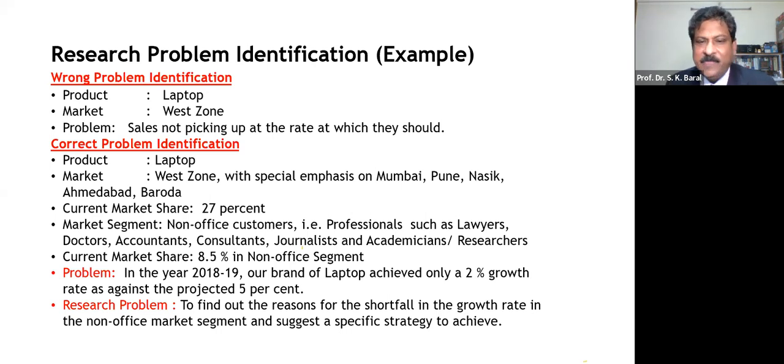acceptance of our product. In India, I have taken 5 areas in the Western region: Mumbai, Pune, Nashik, Ahmedabad, Baroda. And the current market share is 27%, including office customers and non-office customers. I mean to say individual customers and industrial customers. So suppose we will be taking non-office customers. So we have segmented the market.